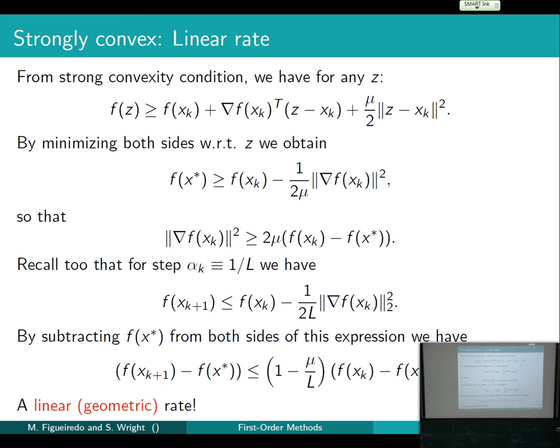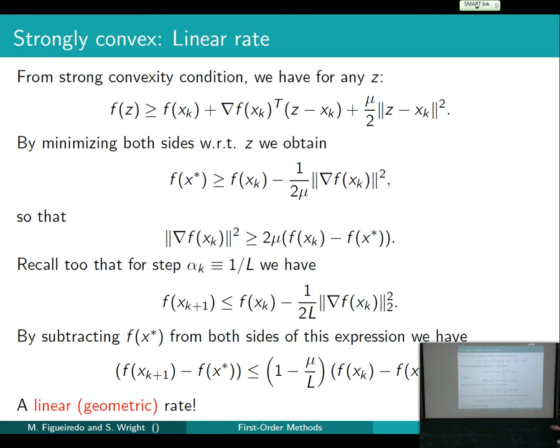Okay? So, I've already derived from the previous slides, I used this a lot in the last few slides, that f of xk plus 1 is bounded above by f of xk minus this. So what am I going to do with this? I'm going to subtract f of x star from both sides of this, and then I'm going to replace this by this bound. So subtracting f of x star from both sides and using this bound, this is what I end up with: the non-optimality at the new iterate, xk plus 1, is this factor times the non-optimality at the previous iterate.